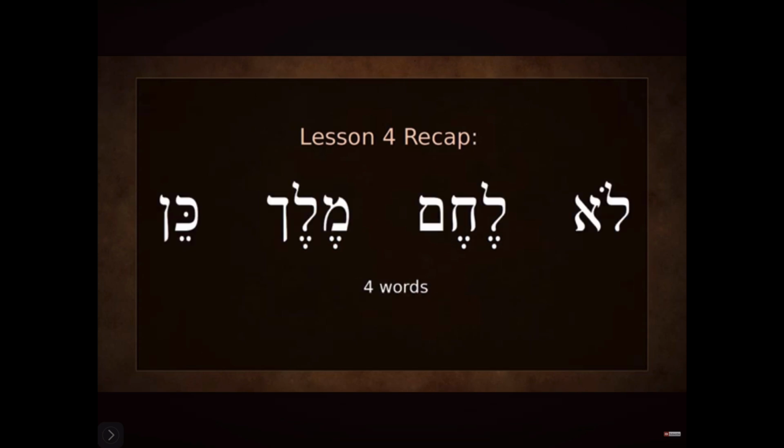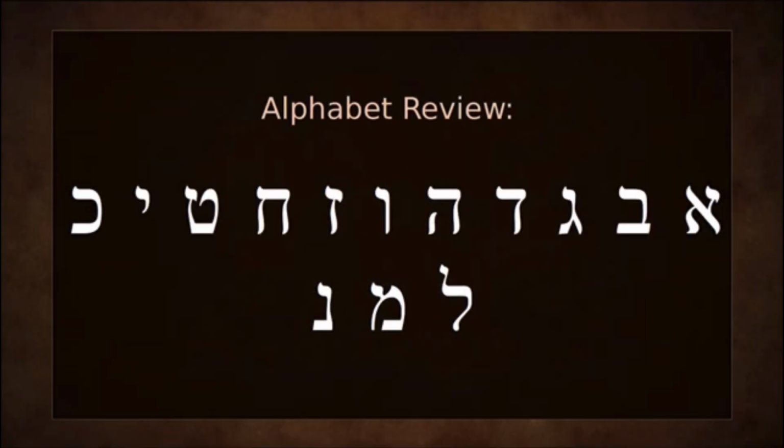We learned 4 new words. Lo means no, lechem means bread, melech means king, and kain means yes. Starting with the letters. The letters we've learned are aleph, beit, gimel, dalet, hey, vav, zayin, chet, tet, yod, kaf, lamed, mem, and nun.